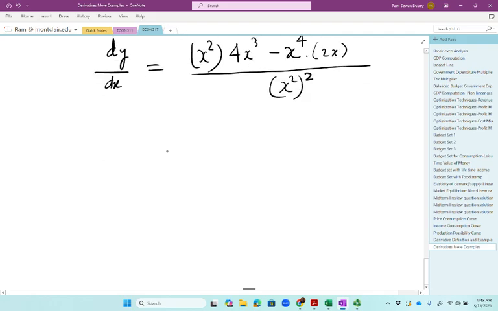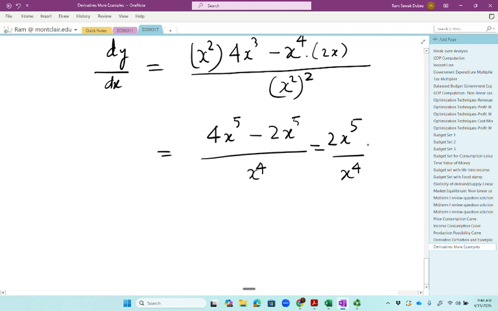So let's try this. The first term is 4 times x to the power 5 minus the second term, which turns out to be 2x to the power 5, and then I divide it by x squared whole squared, which is x to the power 4. So now you can see we can simplify the term in the numerator. 4 minus 2 is 2x to the power 5. I divide it by x to the power 4. I obtain 2 times x.